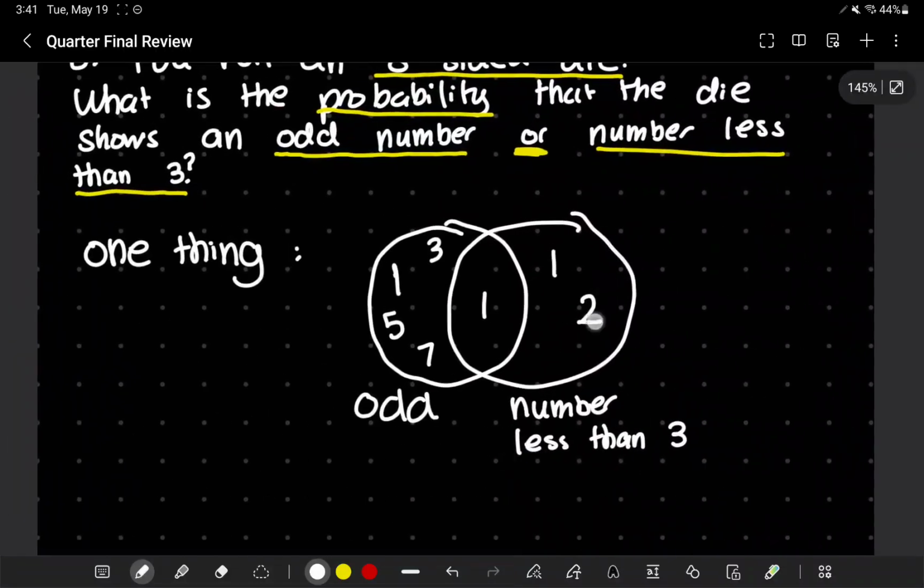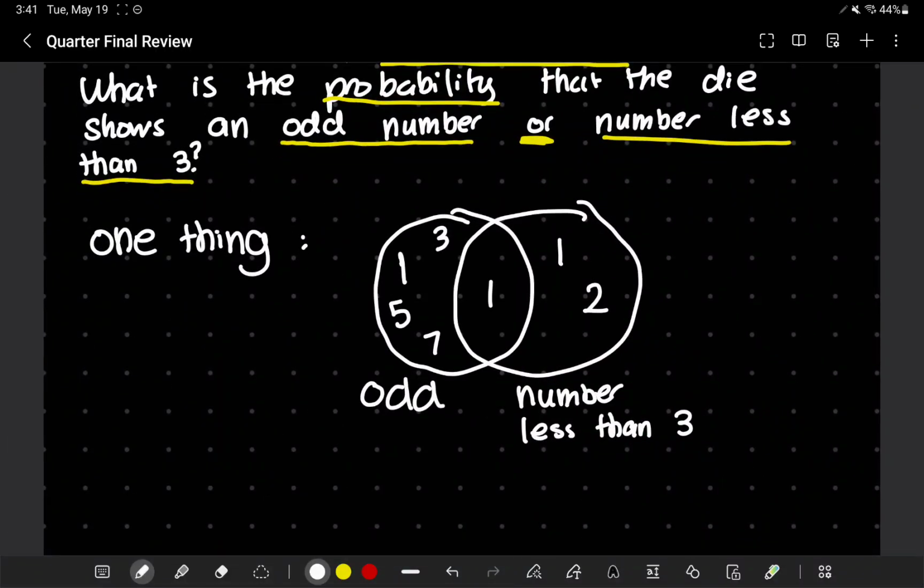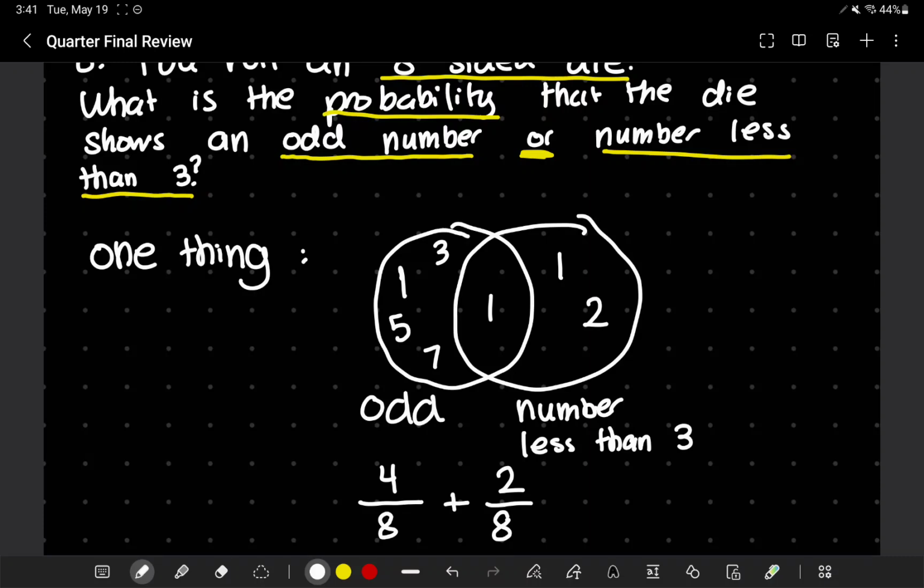Well, what good does that do us? Now I can set up my probability. I look at the odd, and I see that's 4 out of 8. I can add it with the other side of the circle. That's 2 out of 8. 8 comes from the 8-sided die. And lastly, I'm going to subtract the middle. How many numbers do I see in the middle? 1. So I'm going to put 1 out of 8.